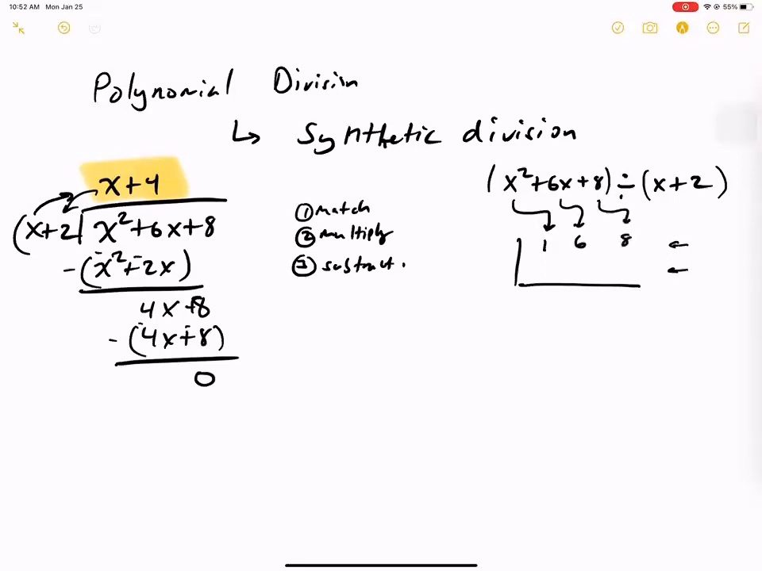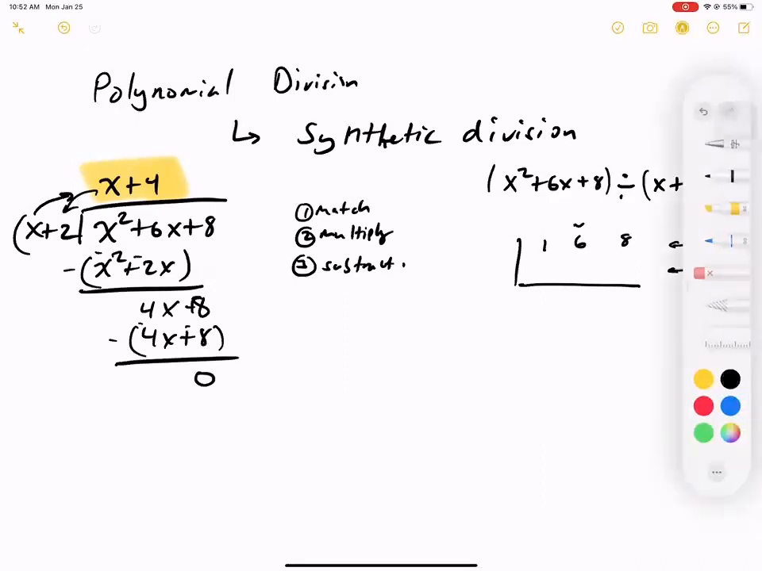I will only write minus if it is negative. If it's positive, just leave it as positive. That's our default position. Okay. Hopefully you guys can see it. I wrote 1, 6, 8. If there were more terms, I would have written more things.